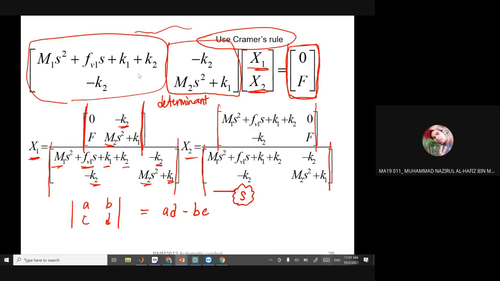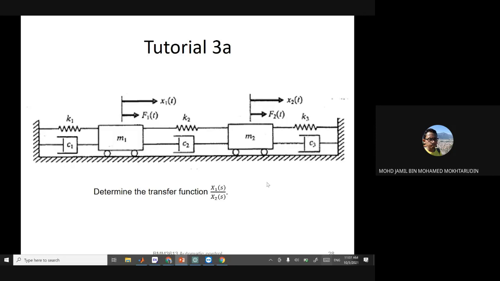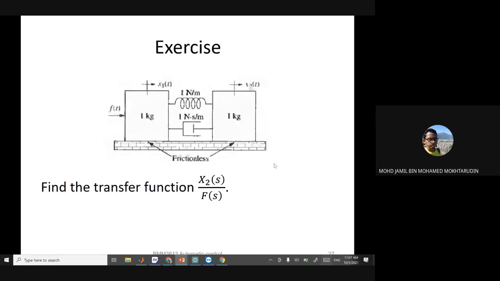Okay, next. Okay, any question? Okay, so if you don't have any question, then you can try this exercise. Try this exercise and tutorial 3A.